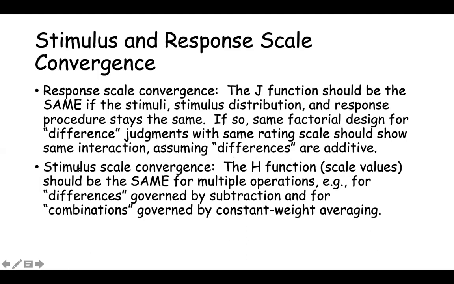I also proposed the idea of stimulus scale convergence, which is the idea that the H functions, the scale values, should be the same for multiple operations on the same scale. That is, for differences governed by subtractions, and for combinations governed by an additive or constant weight averaging model. If you get the same scale values after you transform both tasks to additivity, then you can say, okay, I can use the additive model to represent differences and to represent combinations with the same scale values. And so that's an argument that instead of having two homomorphisms between empirical and theoretical structures, you have really one combined with the same scale values in both.